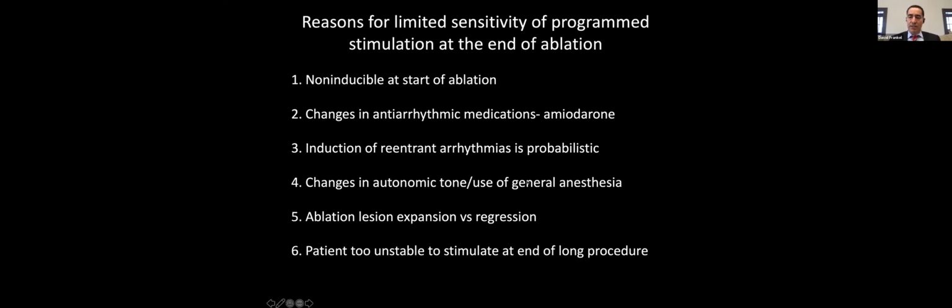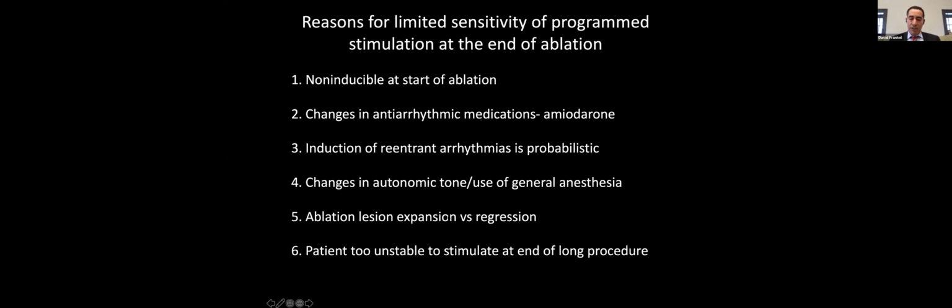General anesthesia, that's a big one. So if you're doing an epicardial non-ischemic ablation and you're non-inducible under GA, does that mean you're going to be non-inducible 2 days later under conscious sedation? And the answer may be no, right? General anesthesia is a treatment for VT storm, so we know that it has antiarrhythmic effects.